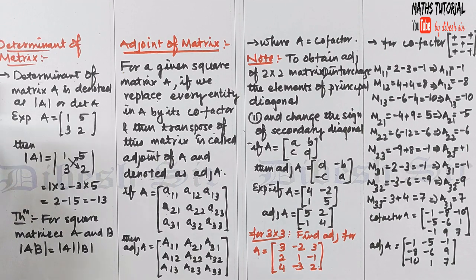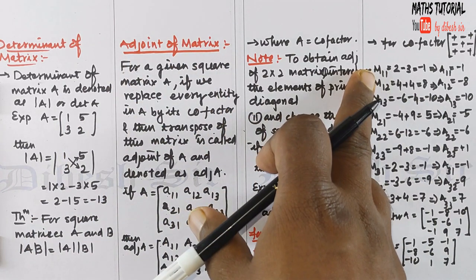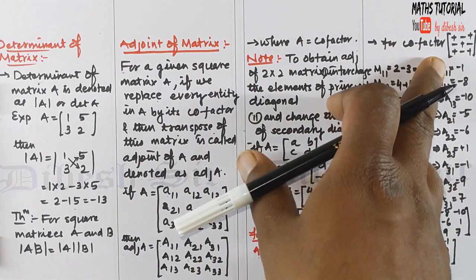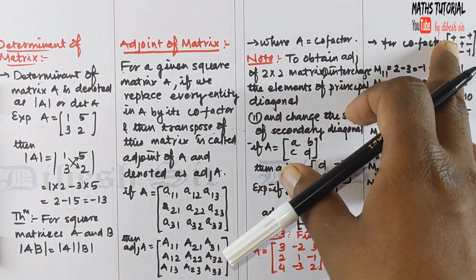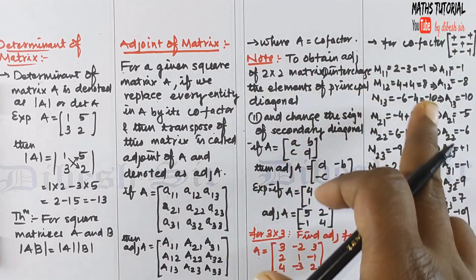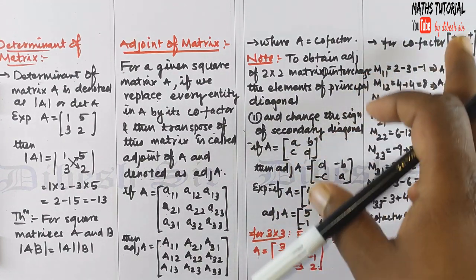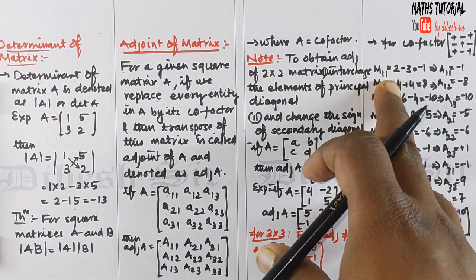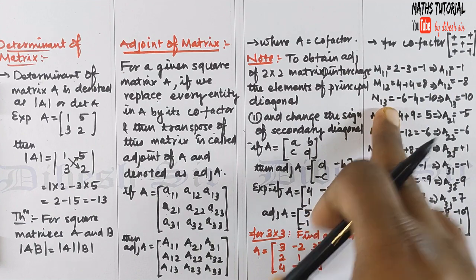So remember that for adjoint of matrix we have to find first the minor values, then the cofactor. Cofactor is the sign scheme with minor, that means plus M11, minus M12, plus M13, like this.